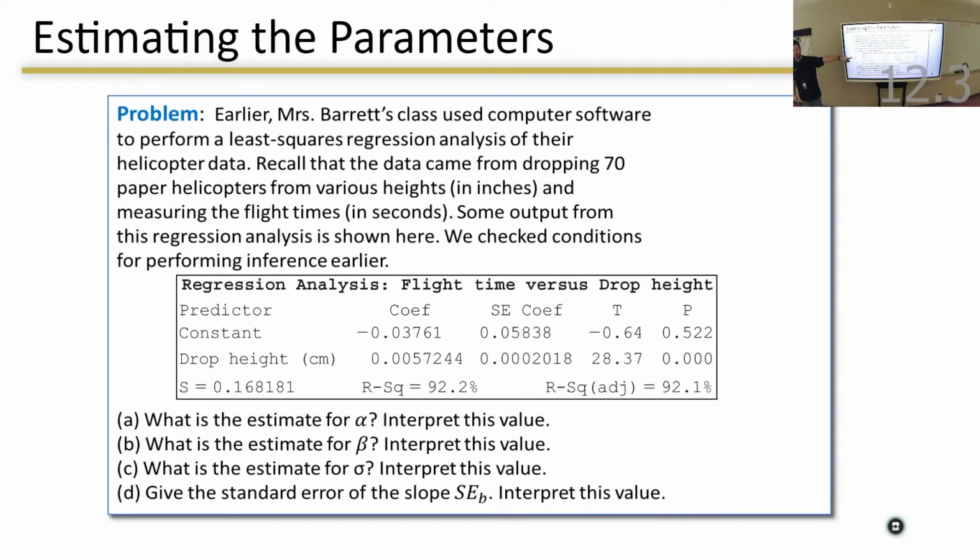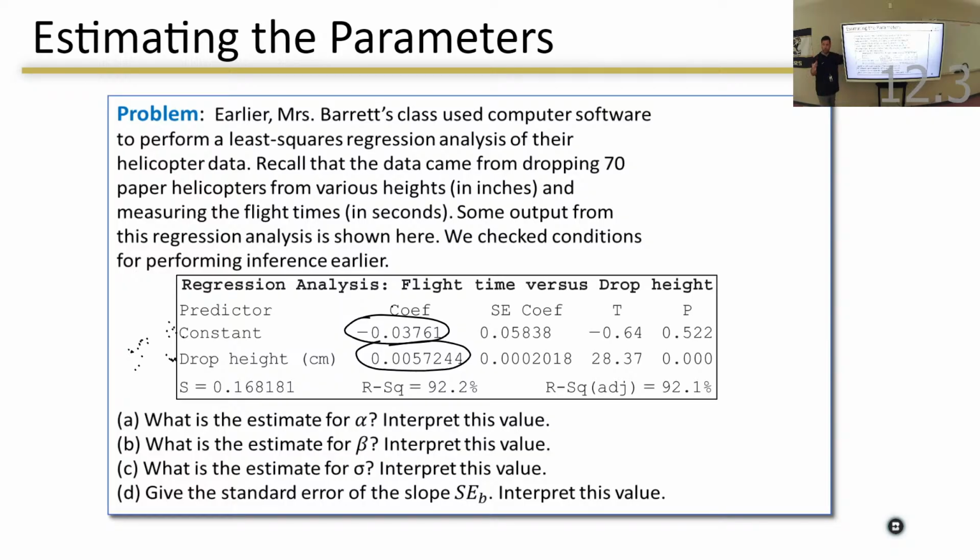Computerized printout. This is what you have got to know how to read. This is what AP could ask you. They could give you something like this. We talked in chapter 3 about this being a constant, and we have the constant and drop height, and we have coef. This number right here is the y-intercept, and this number right here is the slope. That you need to know.